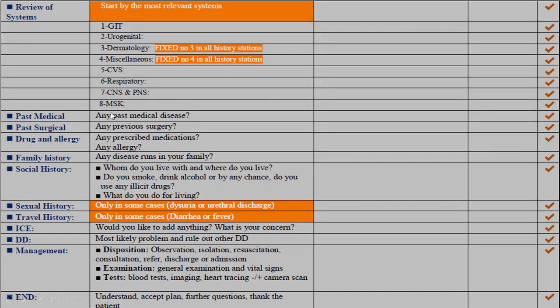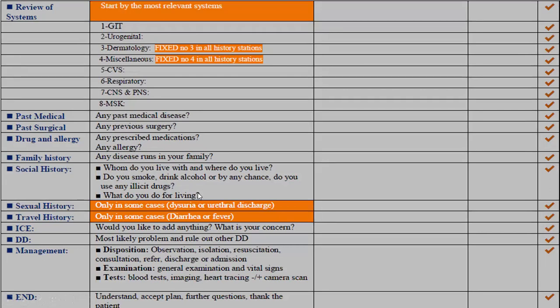Past medical, past surgery: only one question. Any past medical disease, any previous surgery, any prescribed medication, any allergy. And again, allergy should be allergy only. Don't say any allergy to medicine. Don't say any allergy to food, no. Any allergy. So allergy here is a general term for any allergy, okay? Any disease runs in your family, so only one question. Social history, only 3 questions. No need to mention more than 3 questions, okay?